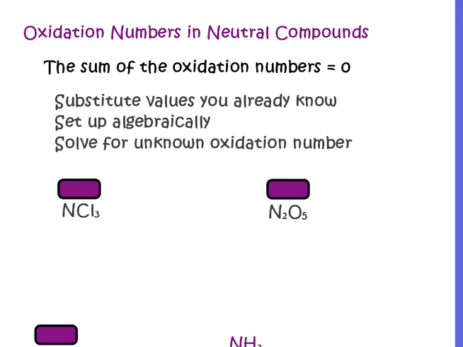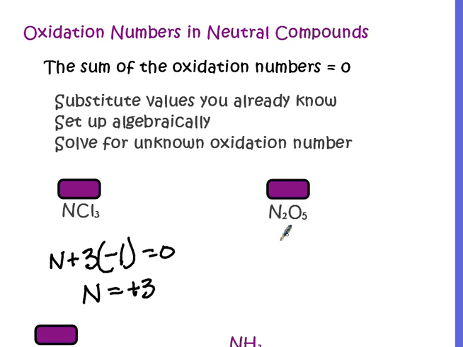Okay, how'd you do? I bet you did great. So for this one, it had a halogen in it, and we know that halogens are minus 1. There's 3 of them. I don't know what nitrogen is, but it's all equal to 0. So here, nitrogen must be a plus 3.